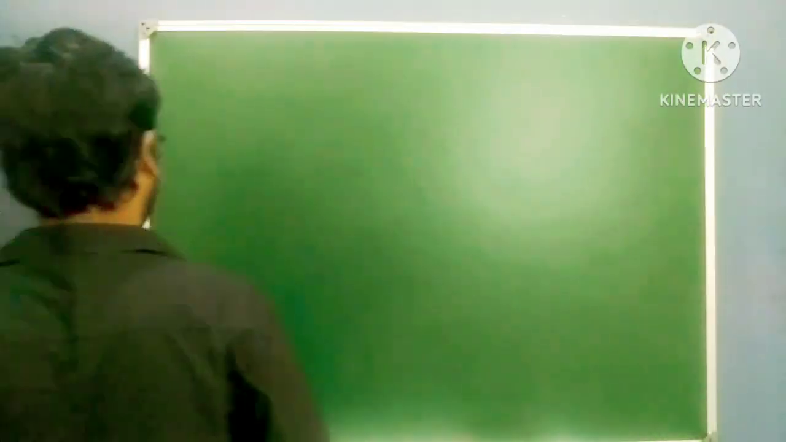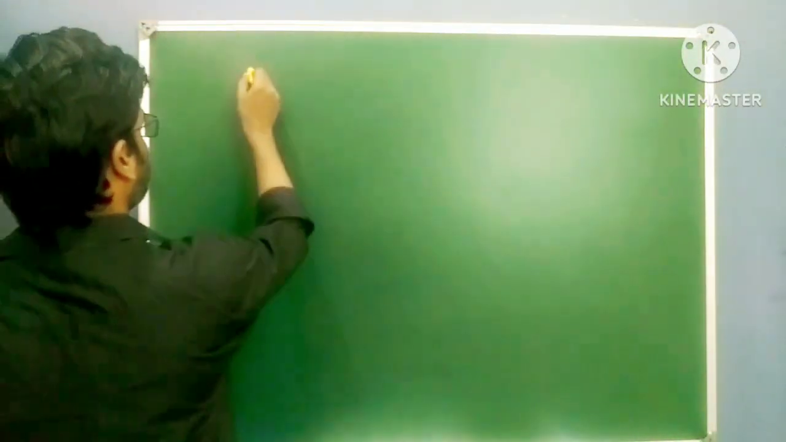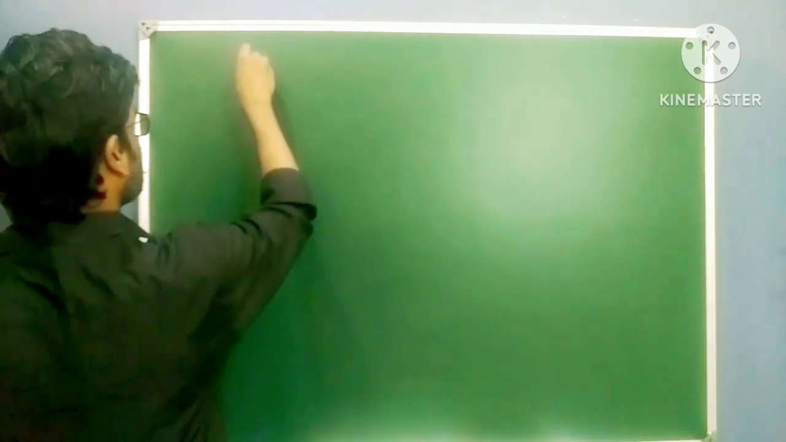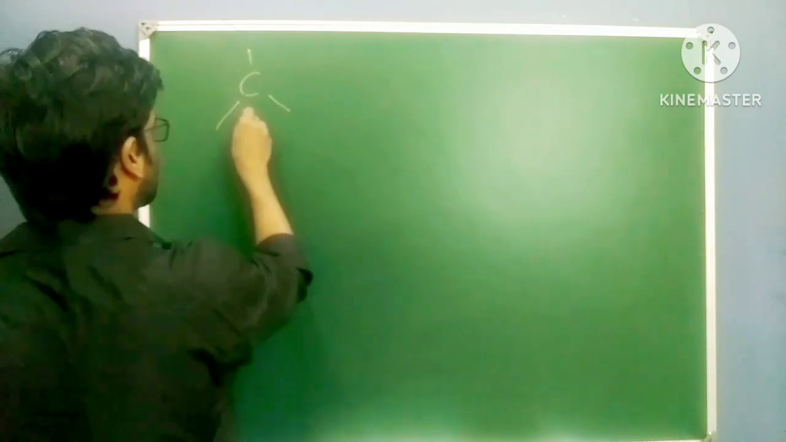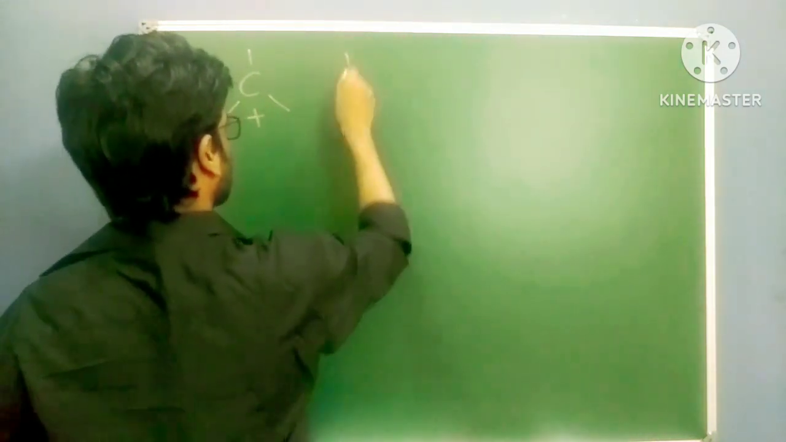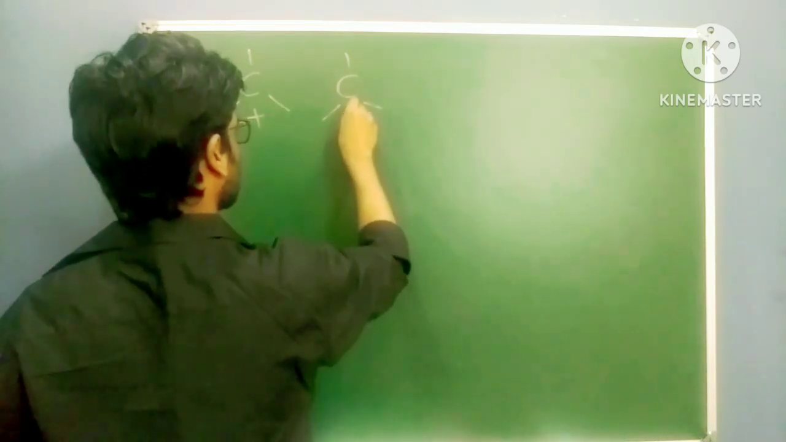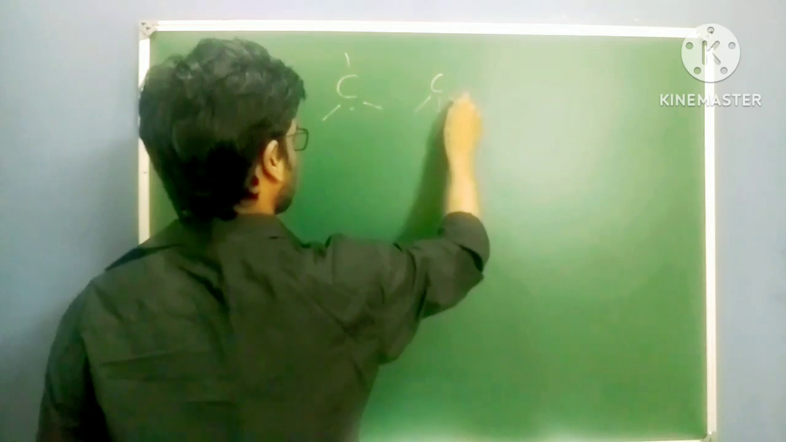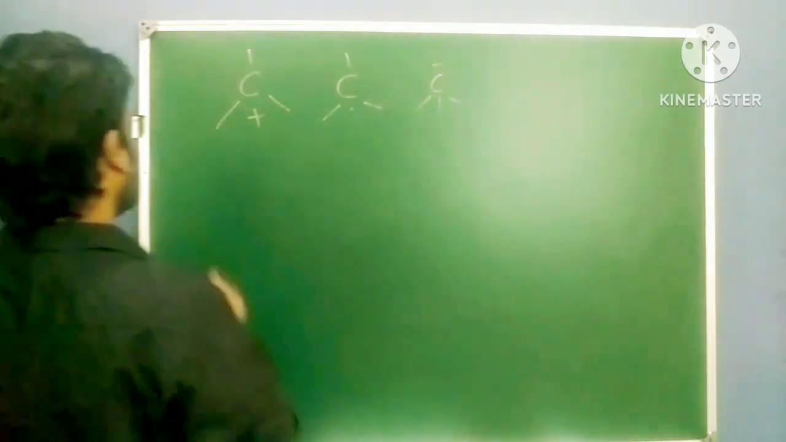Right. Carbocation, carbanion and free radical. So first of all, I'm taking the carbocation here. I'm writing the structure like this. So these are the alkyl groups, this is the carbocation. The free radical structure is like this, and here the carbanion, I'm writing the structure like this. Why I'm writing it like this, I will tell you.